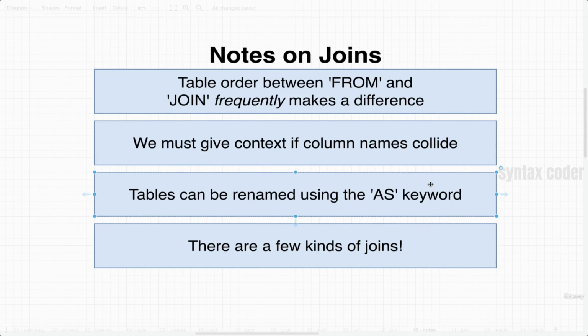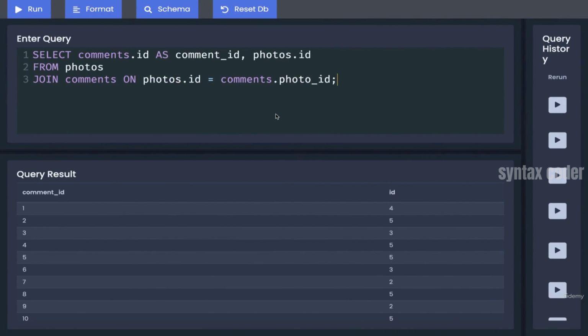In addition to renaming columns, we can also rename tables using the as keyword. And you're going to see this used fairly frequently on more complicated join statements. So for example, we could on from photos right here put in as p, just p being short for photos. Then everywhere else inside the query, we could replace the word photos when it is a reference to a table with just p. So for example, we could change photos right here to just p. We can also change up here in the select statement from photos.id to p.id.